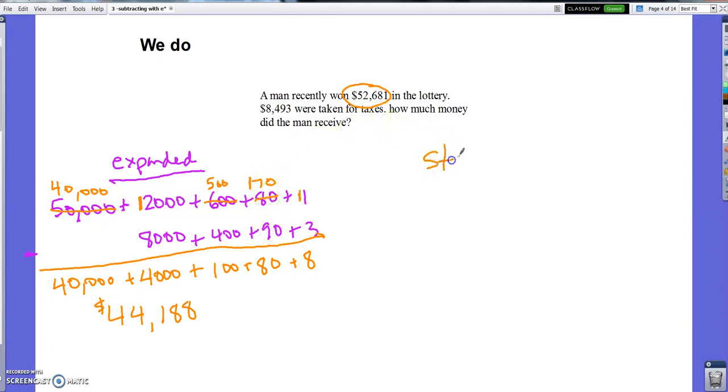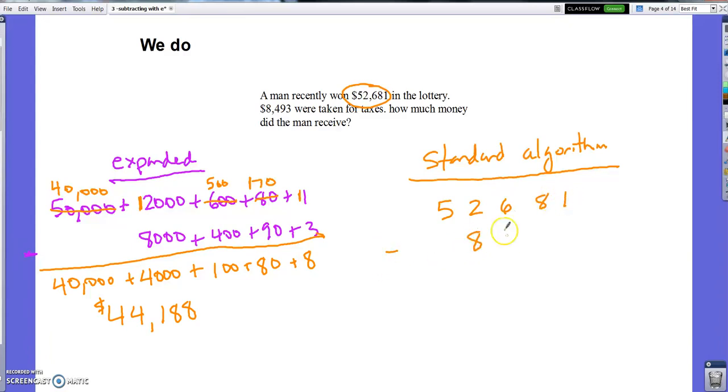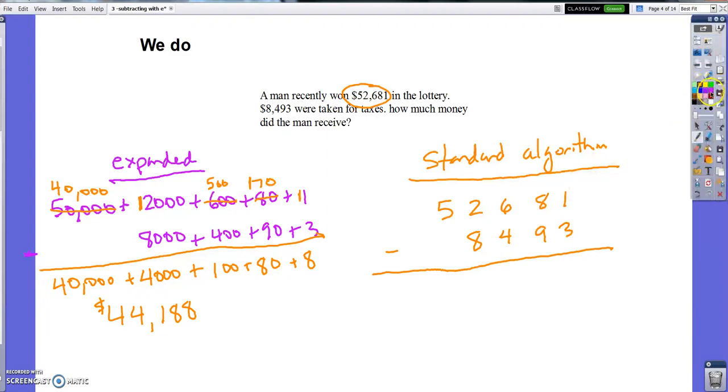Let's try that with the standard algorithm. Works the same way. We just don't write out all the zeros. This just helps you understand where, a lot of you already know this standard algorithm, and I just wanted you to know where it came from. So 52,681, take away his 8,493 in taxes, and let's see where he ends up. So you'll notice, since this is side by side, you're going to see everything that happened here happen over here. It just makes a little more sense to me when you've seen it in expanded form first.